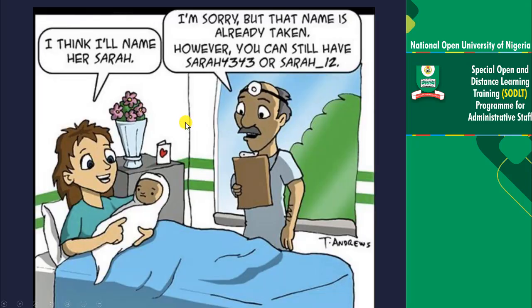But talking about names, this is a mother who just gave birth to a baby and said, I think I'll name her Sarah. And this officer said, I'm sorry, but that name is already taken. However, you can still have Sarah4343 or Sarah underscore 12.